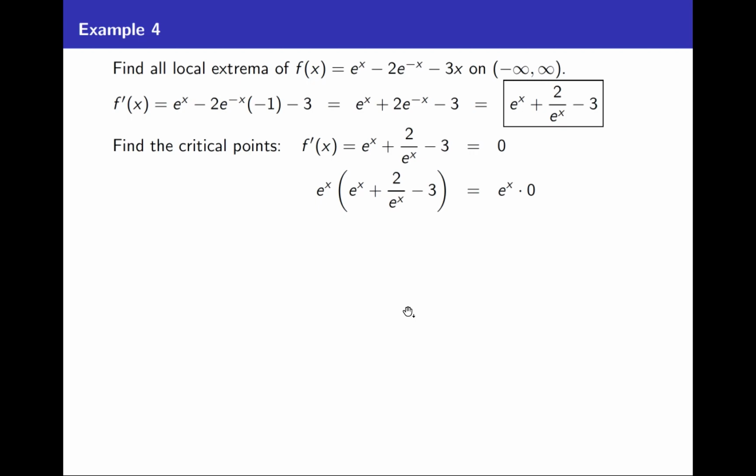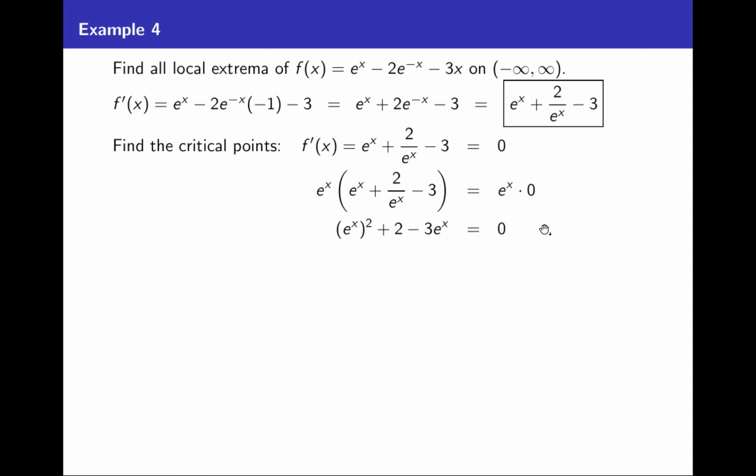We could multiply both sides of this equation by e to the x. So e to the x times 0, and e to the x times all of this. And multiplying that through, e to the x times e to the x is e to the 2x, e to the x times 2 over e to the x is 2, and e to the x times negative 3 is minus 3 e to the x. And over here, e to the x times 0 is 0. So we need to solve this equation for x. You have all of this equal to 0. You want to find the values of x for which this is equal to 0.